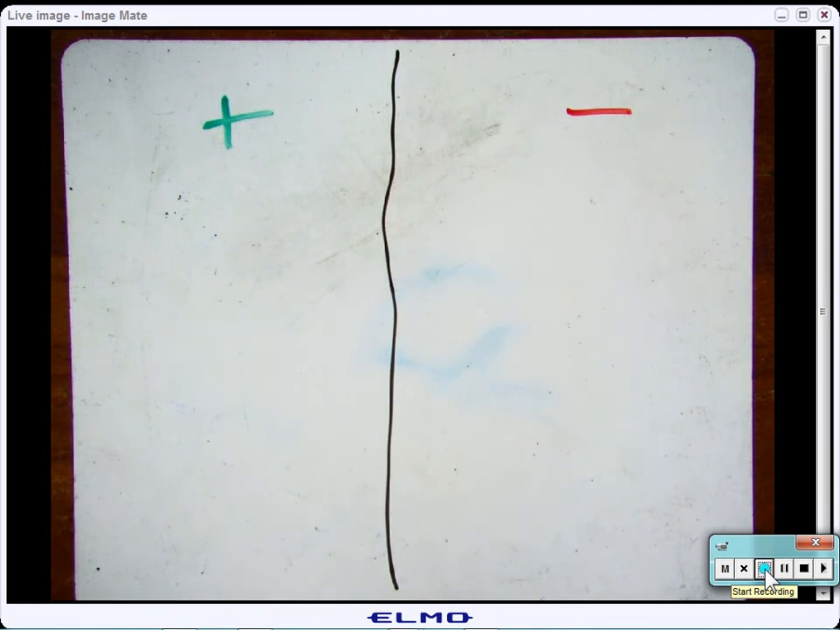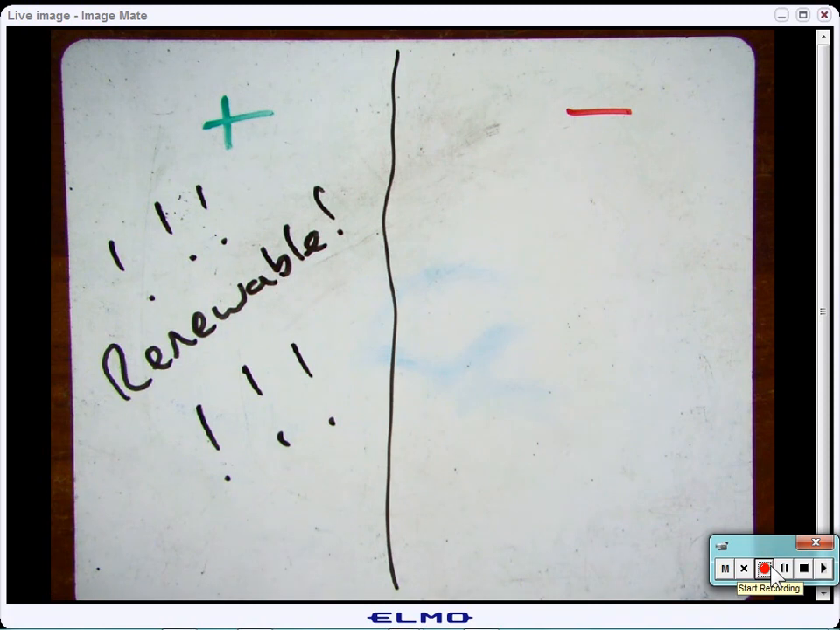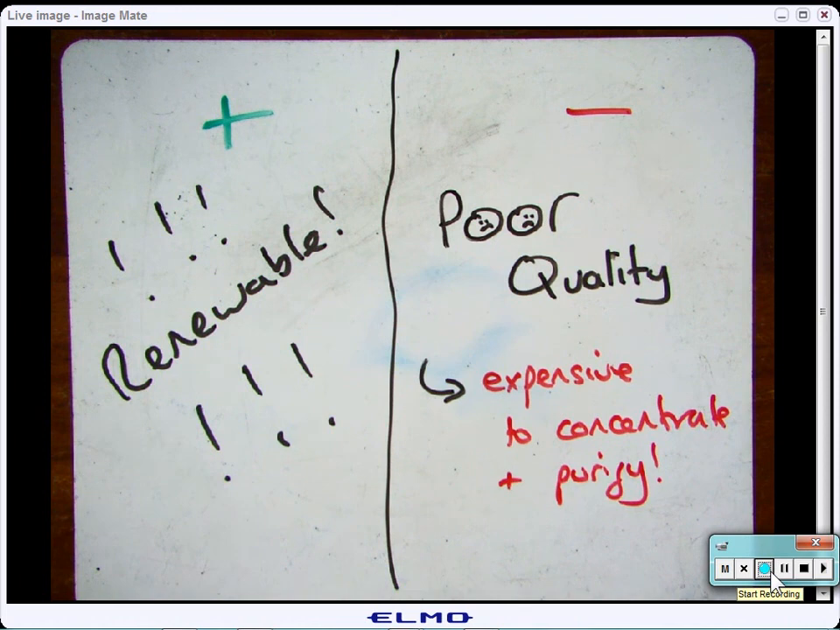There's one major benefit and one major drawback to using fermentation then. The major benefit is that it's renewable. So that means that the sugarcane and sugar beet that you use to produce the ethanol won't run out as long as you keep planting more. However, the negative side of fermentation is that the quality you make is poor. Therefore, it's expensive to concentrate using fractional distillation and purify. That uses up your fossil fuels, etc., etc.